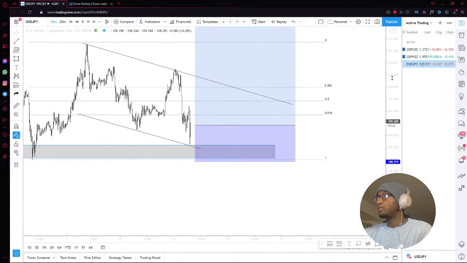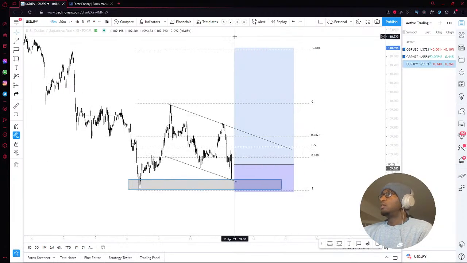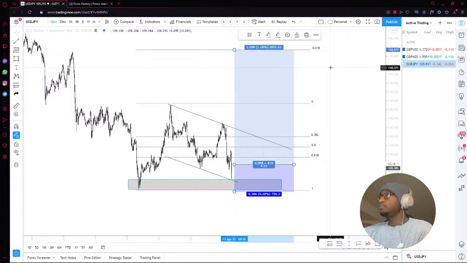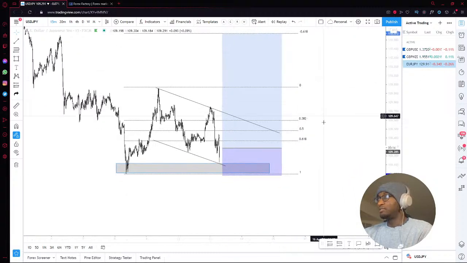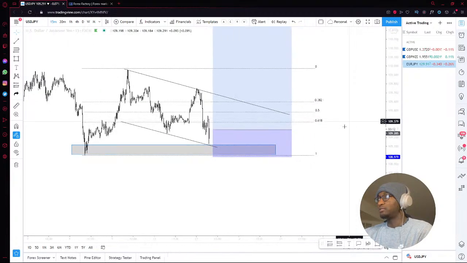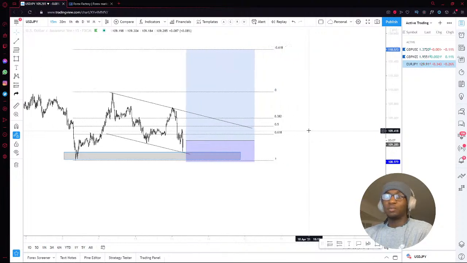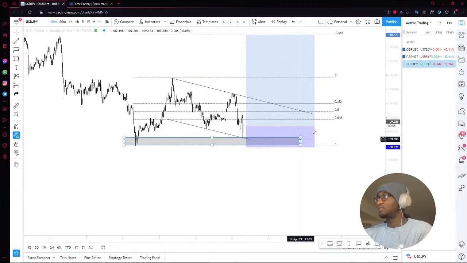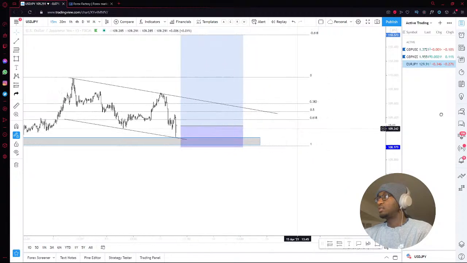Not the best trade, but definitely a trade worth taking, at least in my book. Yeah, I'll actually take this trade on my other account, not on my main account. I'll take it on the side account. So that means I won't be sending it out to the Discord.